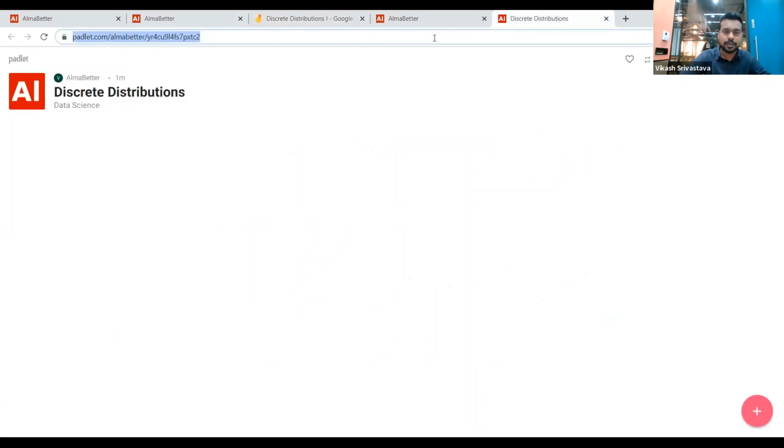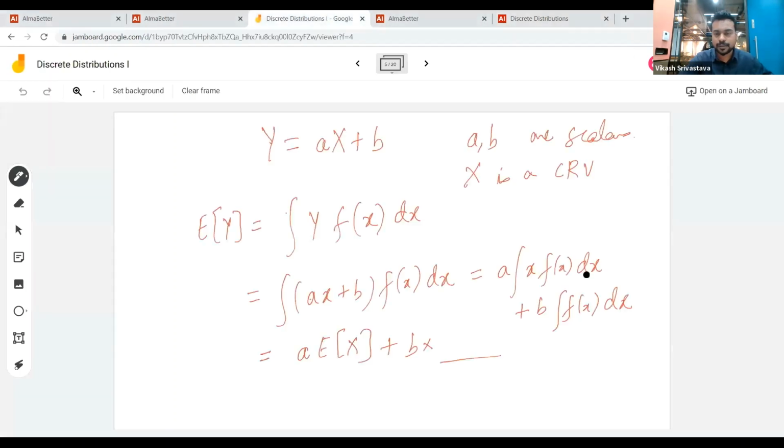Fx is a probability density function in the case of... so I'll just give you the Padlet link. You can give your answers here. So sharing the Padlet link. Can you guys please post your answers here on the Padlet? So what do you think this term will be?